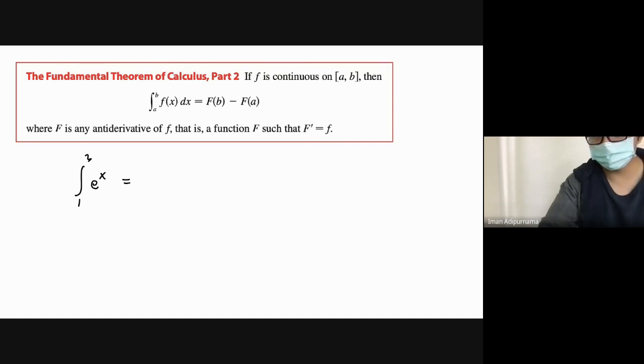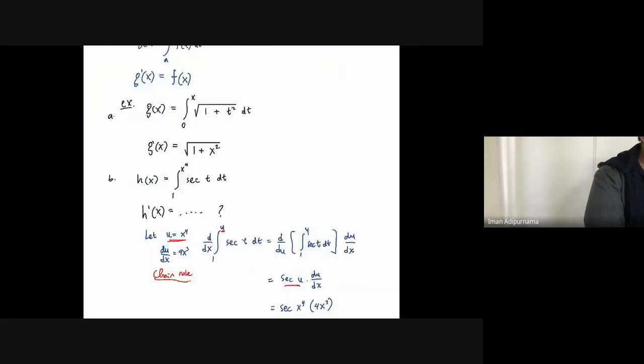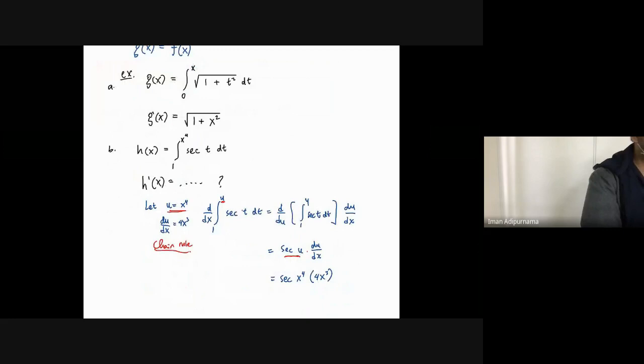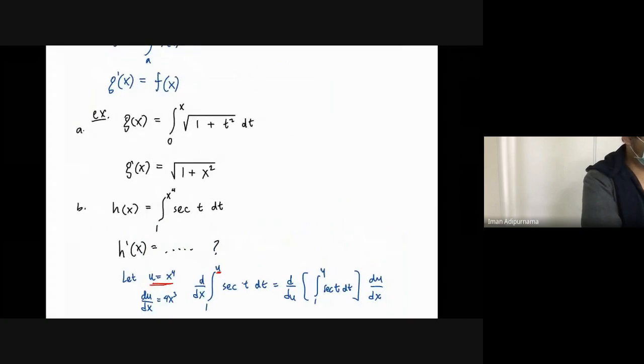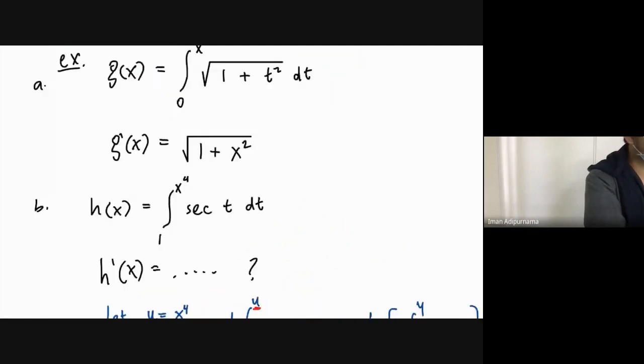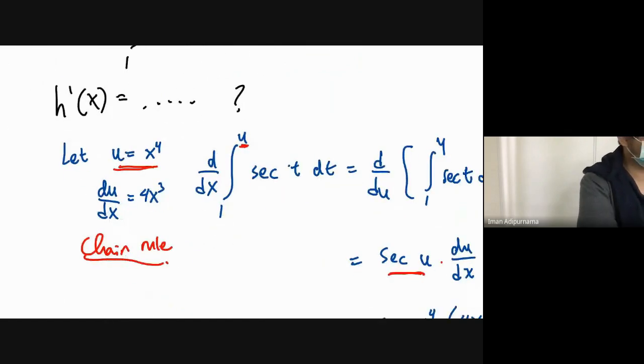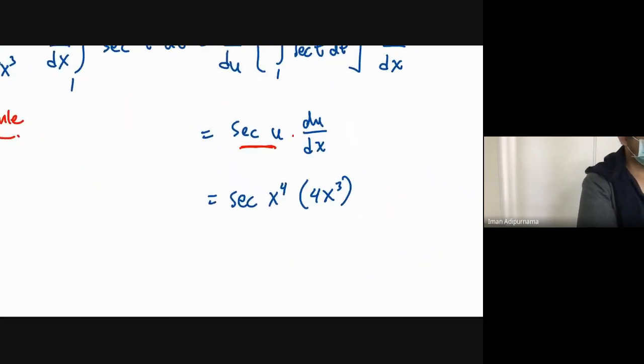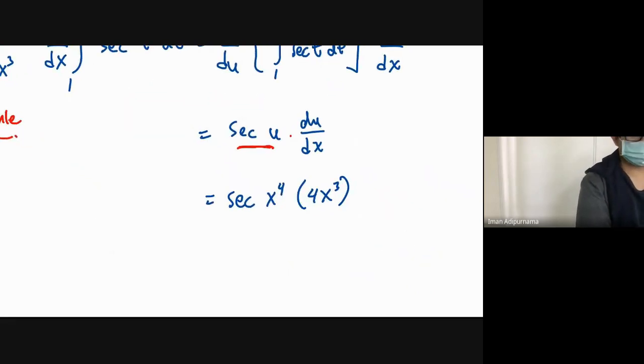Okay, how about now? Can you hear? Okay. So this is the theorem for part one. I hope you can see how we are using this theorem. If the integration has a function, then we can use the chain rule. That's why we have this 4x cubed at the end of the result, from x to the power of 4 differentiated one time.